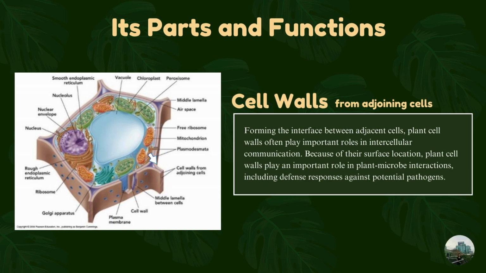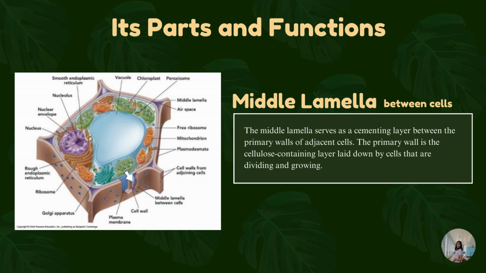Cell walls from adjoining cells forming the interface between adjacent cells, plant cell walls often play important roles in intercellular communication. Because of their surface location, plant cell walls play an important role in plant microbe interactions, including defense responses against potential pathogens. Middle lamella between cells is also part of plant cell.